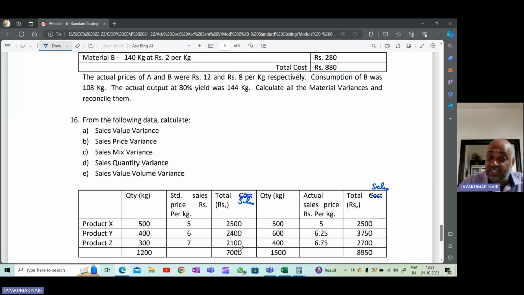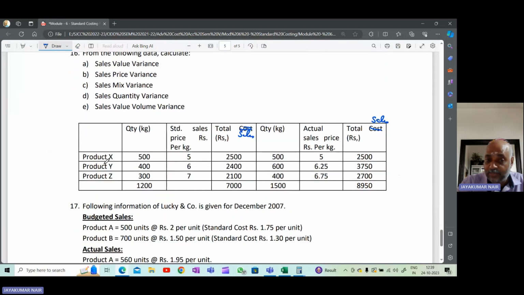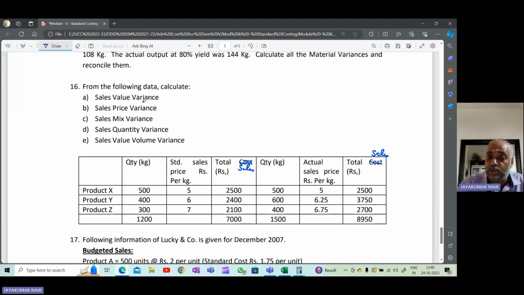Now the last one, we will see one more question, question number 16, where they are asking you to compute the sales variances. First one, sales value variance, sales price variance, sales mix variance, sales quantity variance, and sales volume variance. They have given you all this: product X, Y, and Z, quantity, and the standard sales price, and the total sales, quantity, and this is actual sale price, and the total sales is given to you.